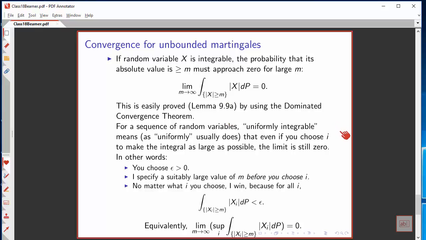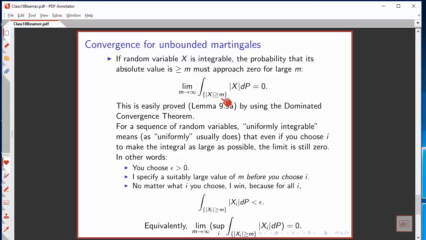If we have a sequence of random variables, we need a requirement that's stronger than just each of these random variables being integrable. Instead, we need the sequence to be uniformly integrable. And uniformly here is used in the same sense as in uniformly convergent or uniformly continuous. That is, we choose the order of the quantifiers as follows. You challenge me by specifying some positive epsilon. And then I have to make the next move.